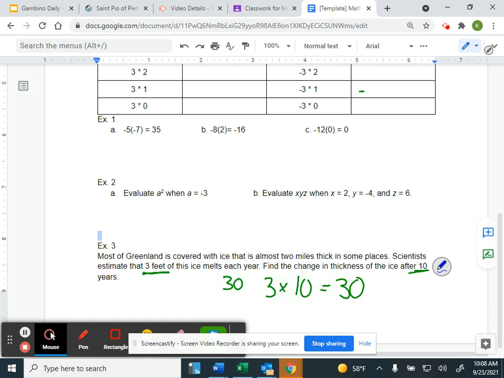Any guesses? Look again at what our question says. Scientists estimate that 3 feet of this ice melts each year. The ice is melting. It's going away. So it is a negative.